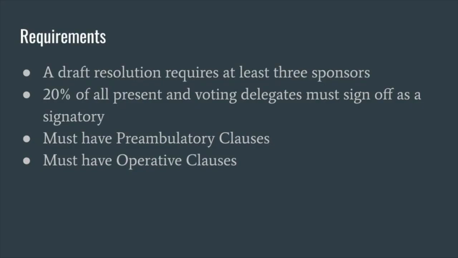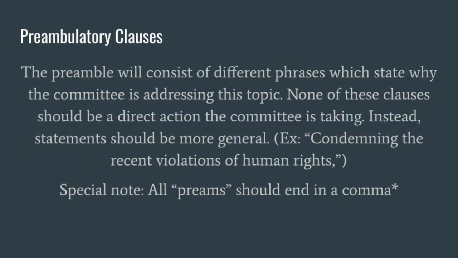In all GA committees in the 2021 conference, 20% of the committee adds up to about 5 delegates. As a signatory, you are essentially saying you'd like to see this paper discussed and debated on. You are not directly supporting the paper. Lastly, your paper requires to have 2 different clauses in 2 separate sections, preambulatory clauses and operative clauses.